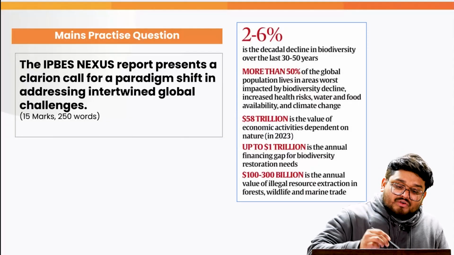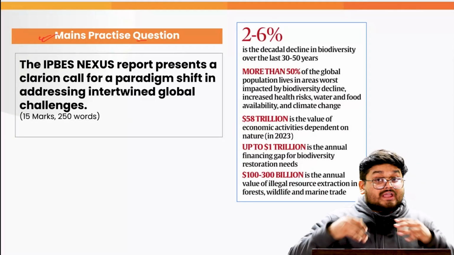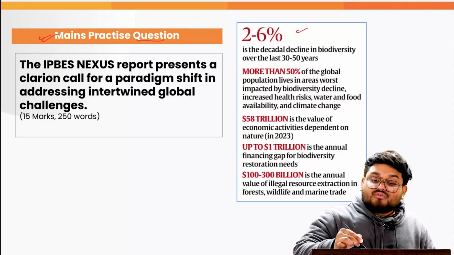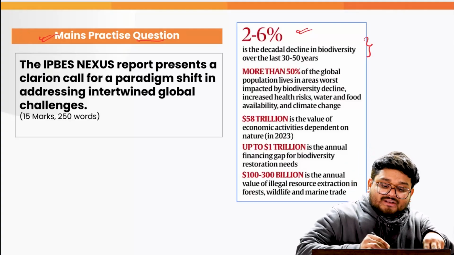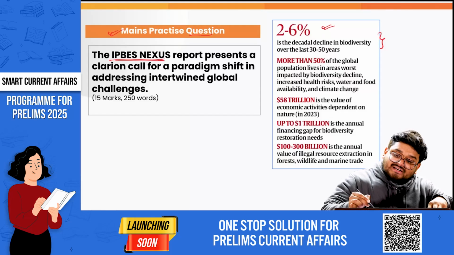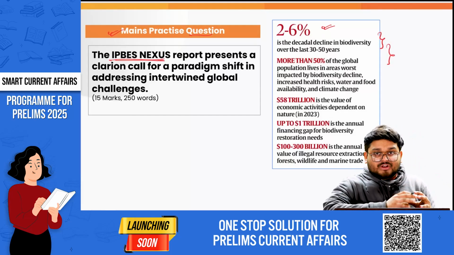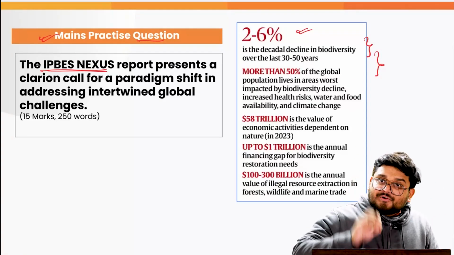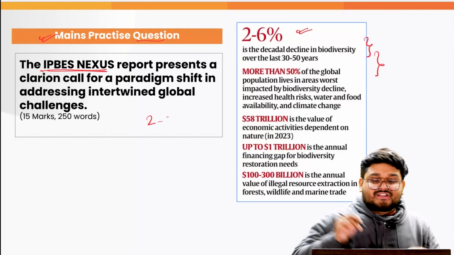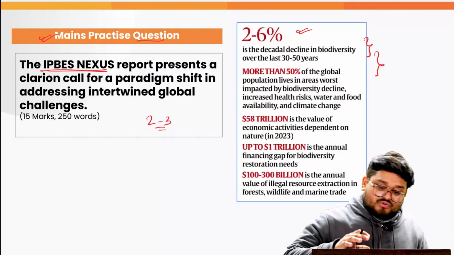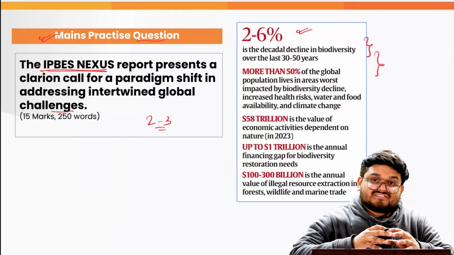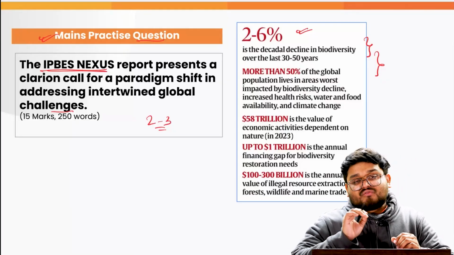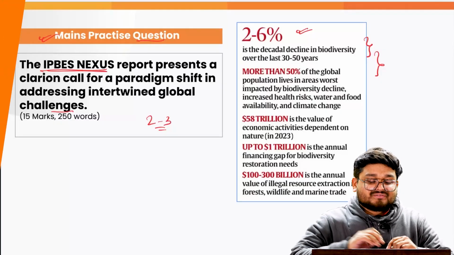So here we have a mains practice question in which you can use various data as a part of your introduction. Whenever we talk about any report, we can use the data pertaining to the report directly in the introduction. Apart from this, let me know 2-3 of your own points in the comment section as to what you think are the various aspects and challenges that the world will be facing. With this, we're moving on to the next one.